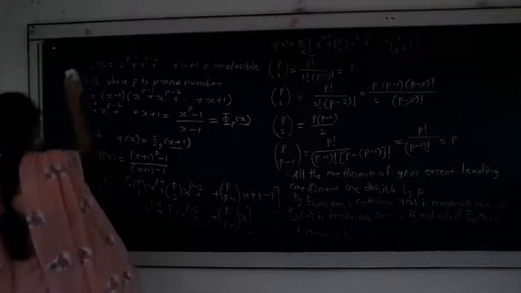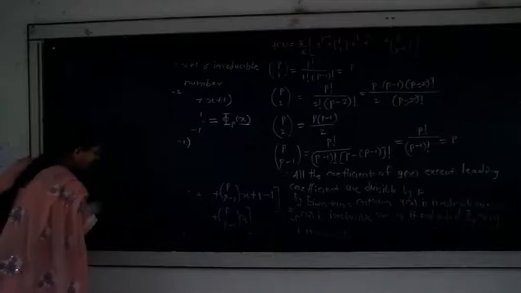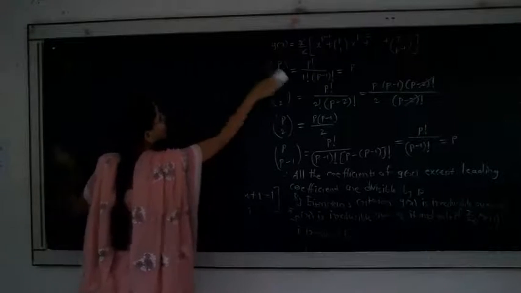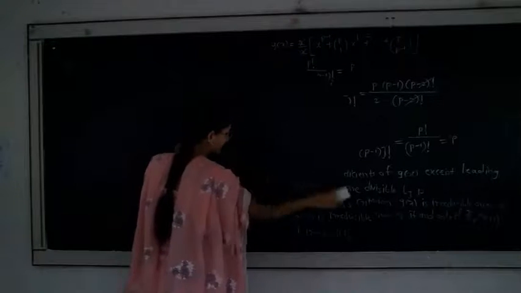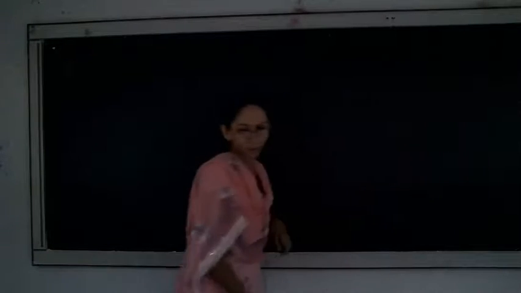Now, the next example. We know the finite field. Finite field means a field with a finite number of elements, and the example of a finite field is Z_p, the set of all residue classes modulo p, where p is a prime number.